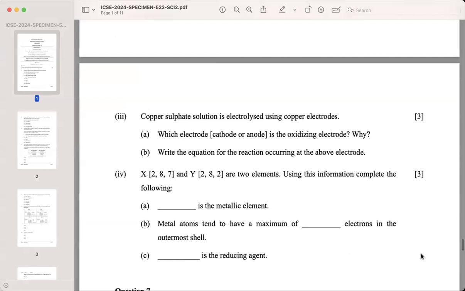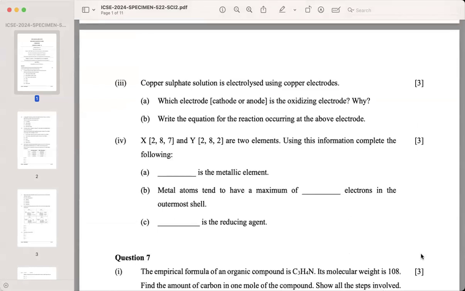Then part 3, copper sulfate solution is electrolyzed using copper electrodes. First is, which electrode, cathode or anode, is the oxidizing electrode? Why? Anode will be the answer because copper metal rod is in contact with copper sulfate solution. Then part B, write the equation for the reaction occurring at the above electrode. Because it is an oxidizing electrode, the loss of electrons will occur. So it will be Cu giving Cu2+ plus 2 electrons.